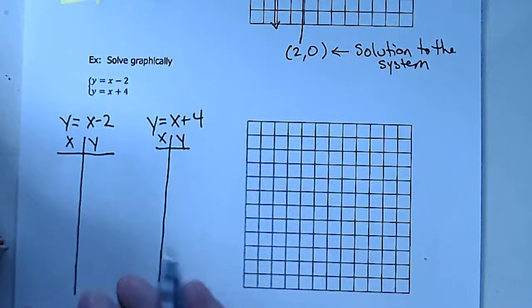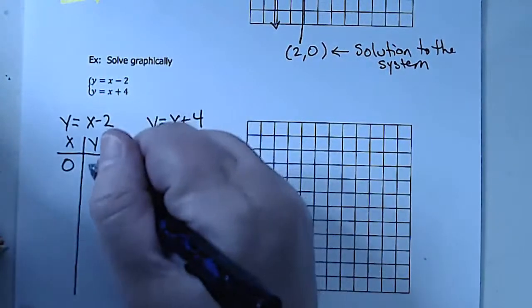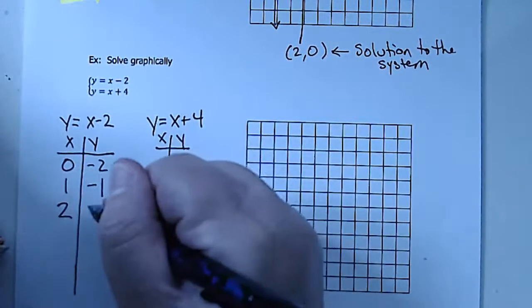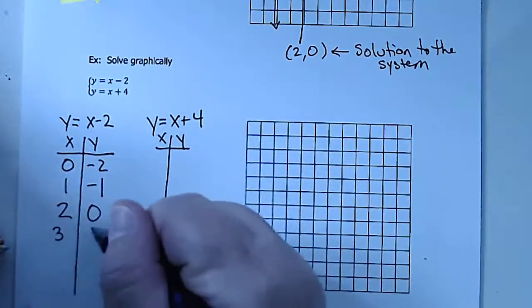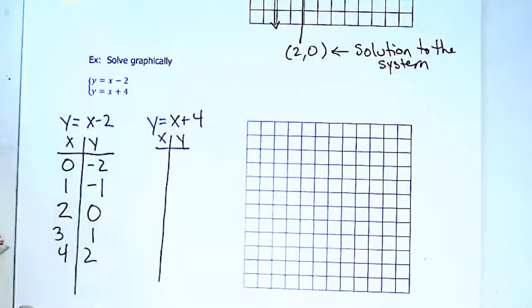I'm just going to be using the table of values here just in case it gives us a little bit of extra insight. So for y equals x minus 2: x is 0, y is negative 2; x is 1, y is negative 1; x is 2, y is 0; x is 3, y is 1; x is 4, y is 2. I'm cheating because this is exactly the same line that we had up above. Let me add some light.